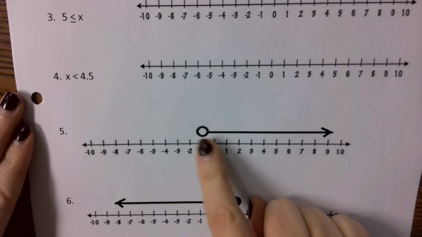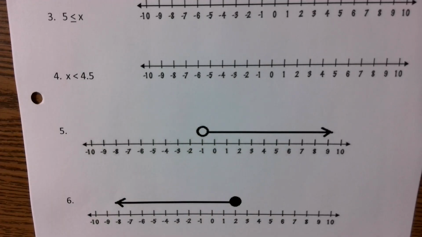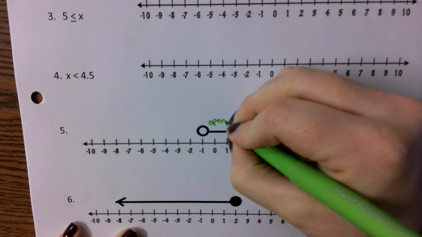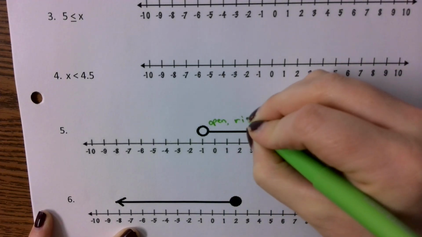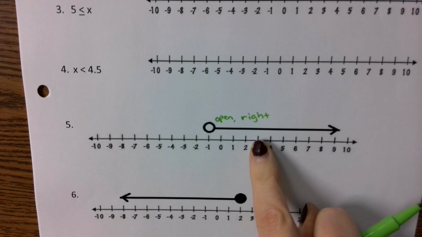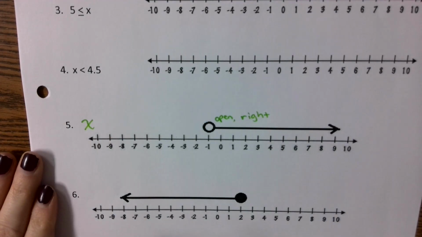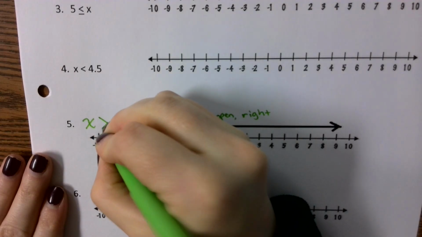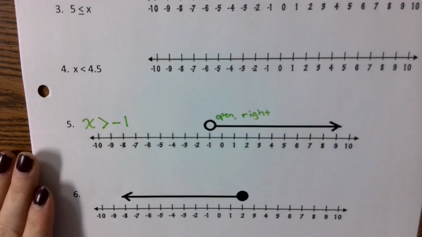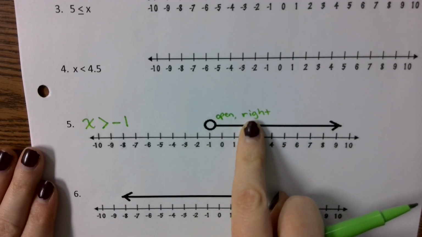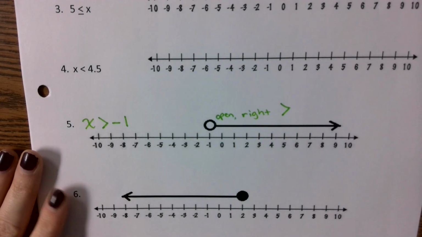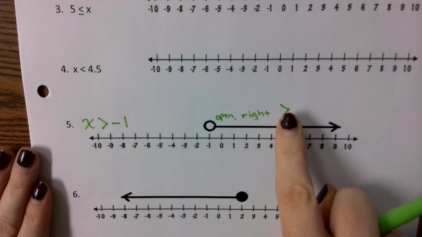Okay, so here we're dealing with an open circle, right? This was an open circle. It was graphed to the right. So what inequality symbol represents an open circle to the right? Addison? X greater than -1, good. X is greater than -1. Open and to the right is going to be a greater than symbol.